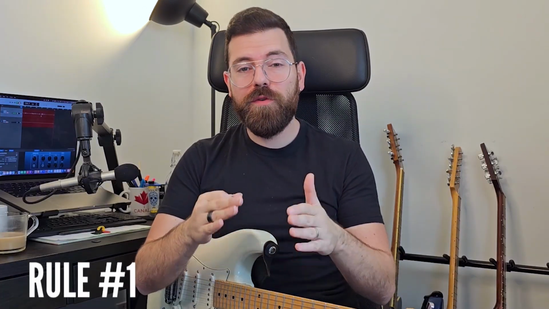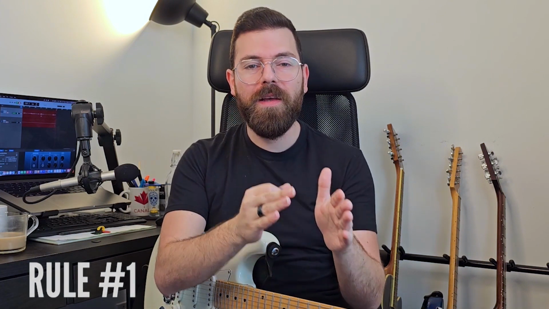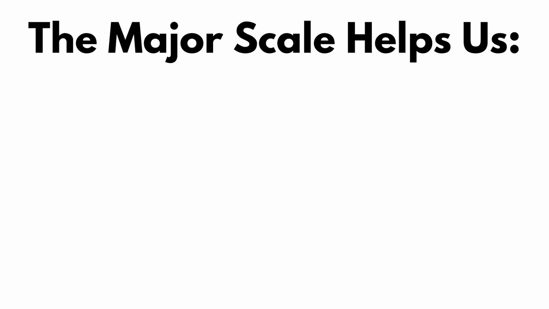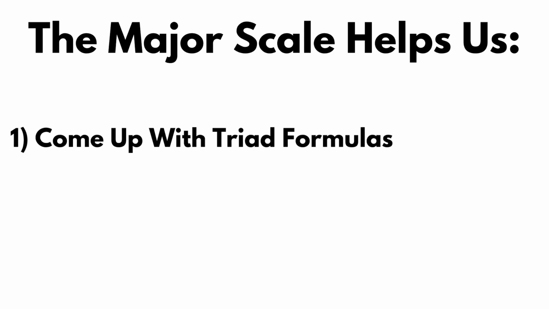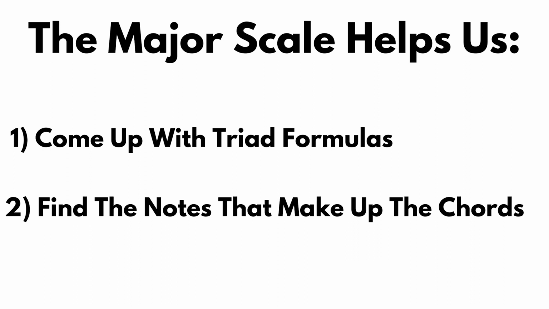So let's start with the first rule I need you to understand. What you need to know is that the major scale is our reference. The major scale is always what we get back to. We refer ourselves to that major scale whenever we try to figure out the formula of a certain triad, or whatever we try to figure out what are the notes that form a certain chord.